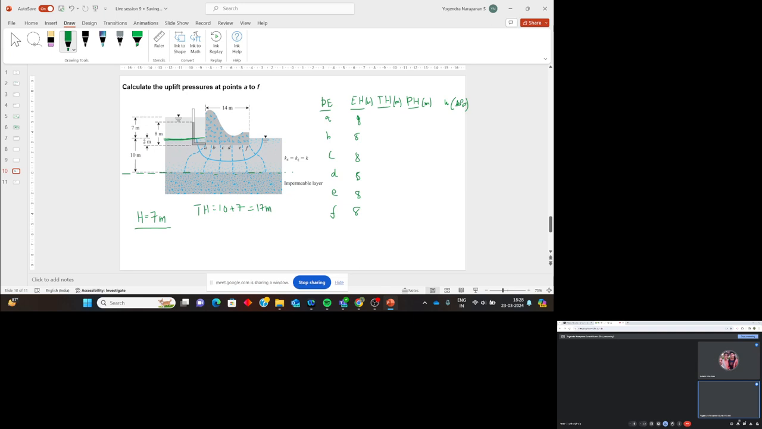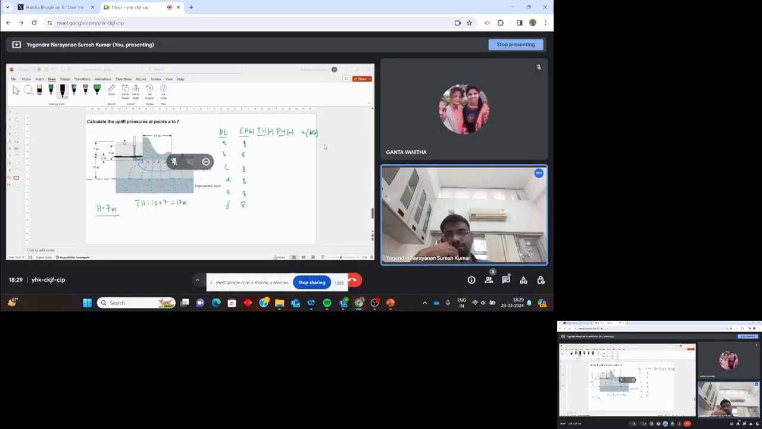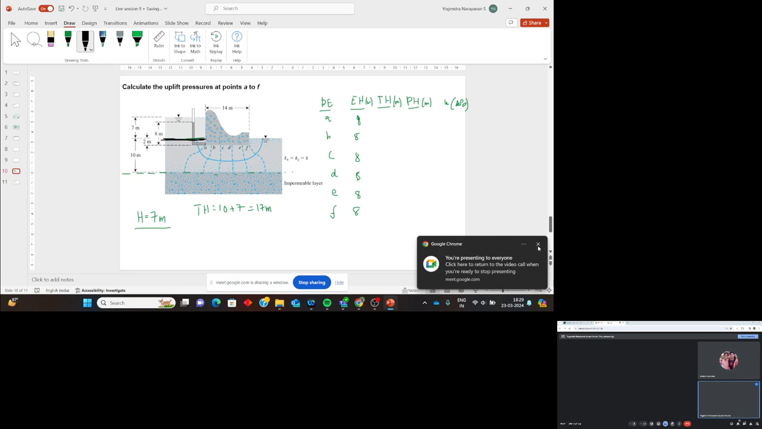This point, from here only flow is taking place, na? Starting, na? This point. Are you able to see or not? Yes, sir. Sir, once explain. What is the total head at this point? Which I have marked here. Means A. I have marked it here. First, you have to know the total head at this point. Then only you can calculate at every point here. Okay. 17, sir. 17. Right. Now, from 17, how many drops are there?